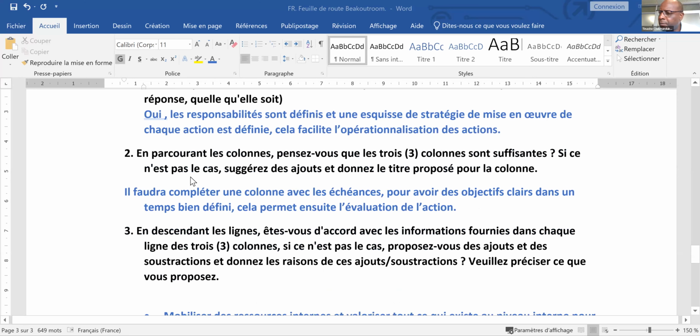Maintenant, ce que nous avons proposé de compléter, donc au point 2, en parcourant les colonnes, I can see Obedi is raising his hand, so I don't know if I should stop.